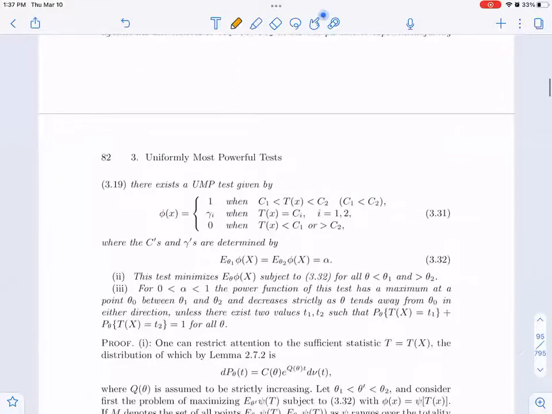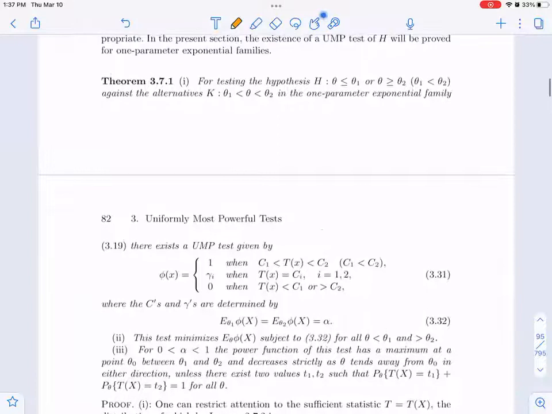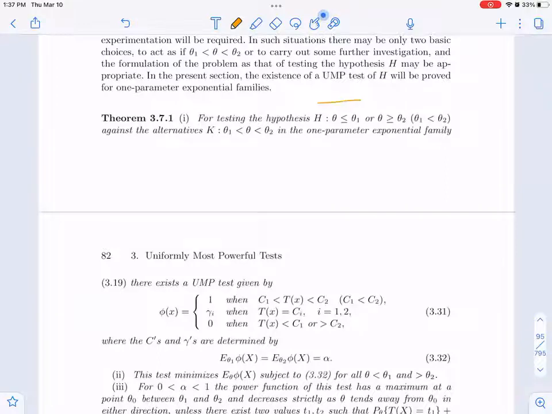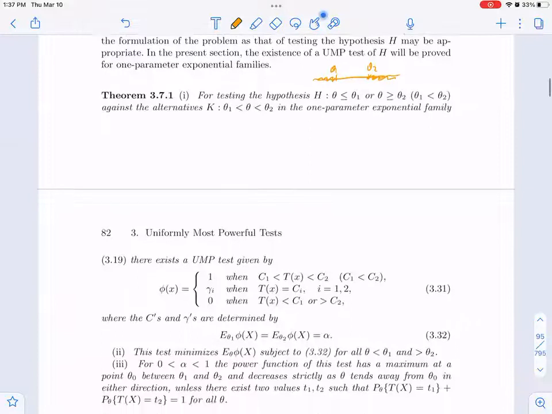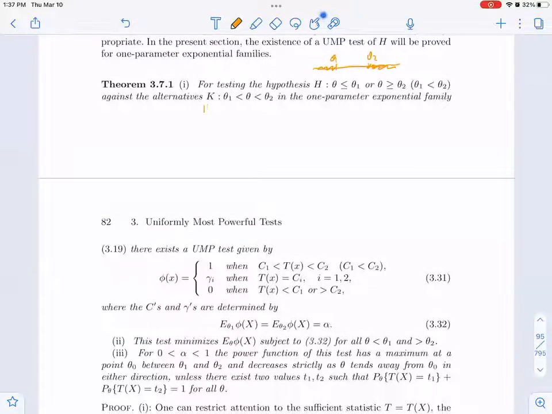Okay, so let's see how we do this. So the point is, we're testing the null hypothesis. This is the null, right? Everything outside theta 1 and theta 2. So you're dealing with a one parameter exponential family. I guess there is something missing here, that the parameterization is monotone. And I'm just going to assume that this is the natural parameter, so the parameterization is just the identity. So this is the alternative.